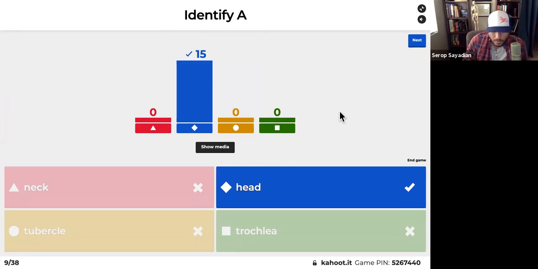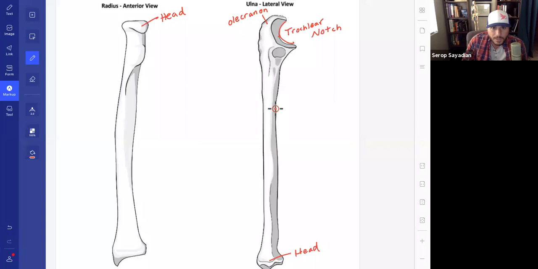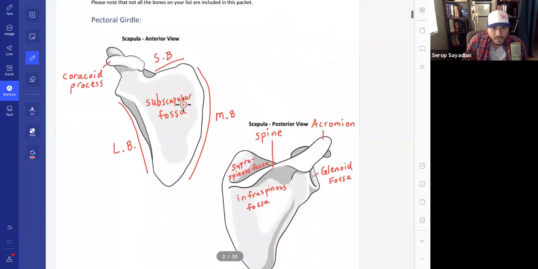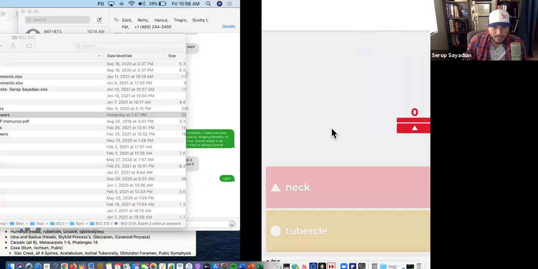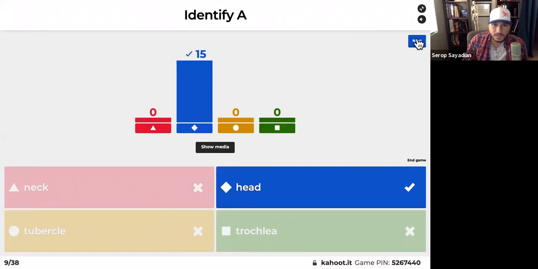All right. There were some more things on the scapula you should remember. Make sure you know the fossas: subscapular, supraspinous, infraspinous. Make sure you get those down. Make sure you know the borders. I can't Kahoot you on every single thing you need to know, but make sure you study those as well. That was the humeral head.